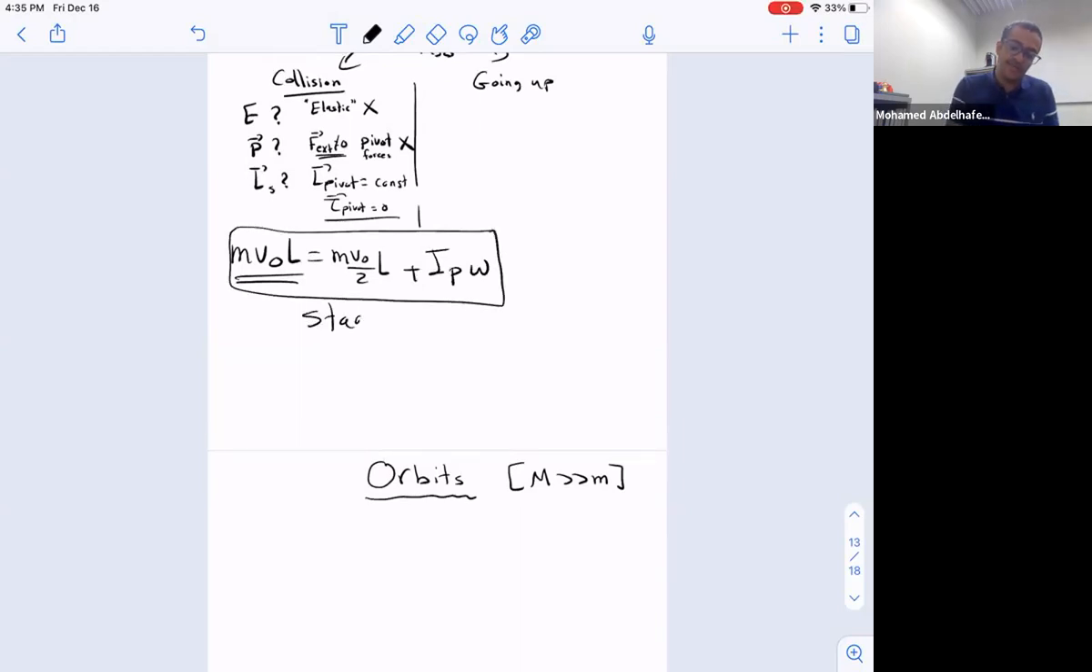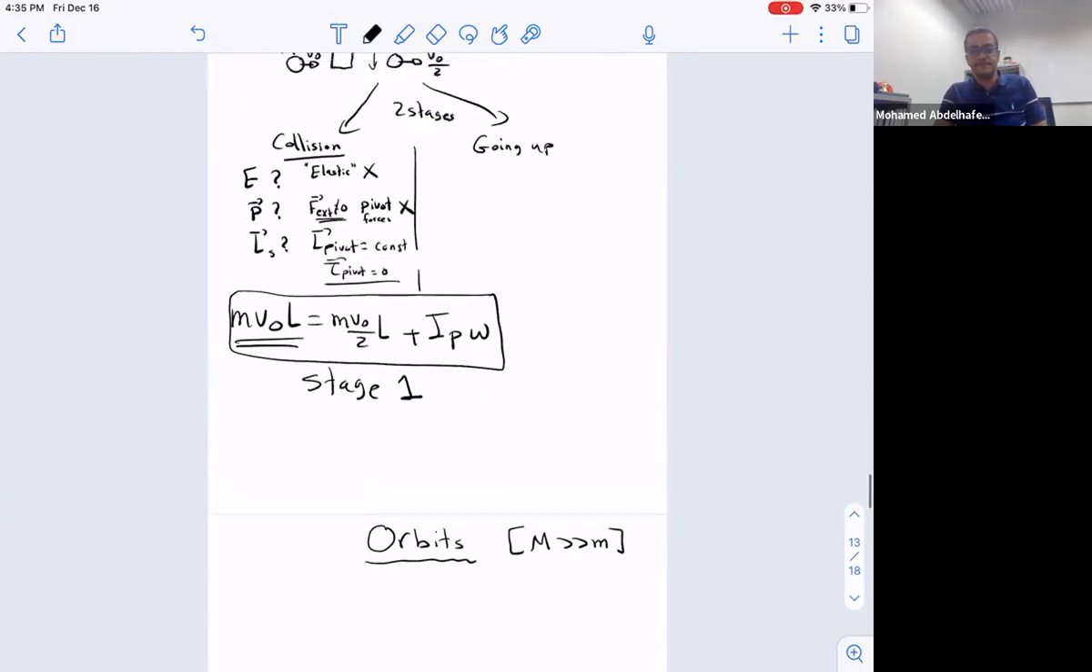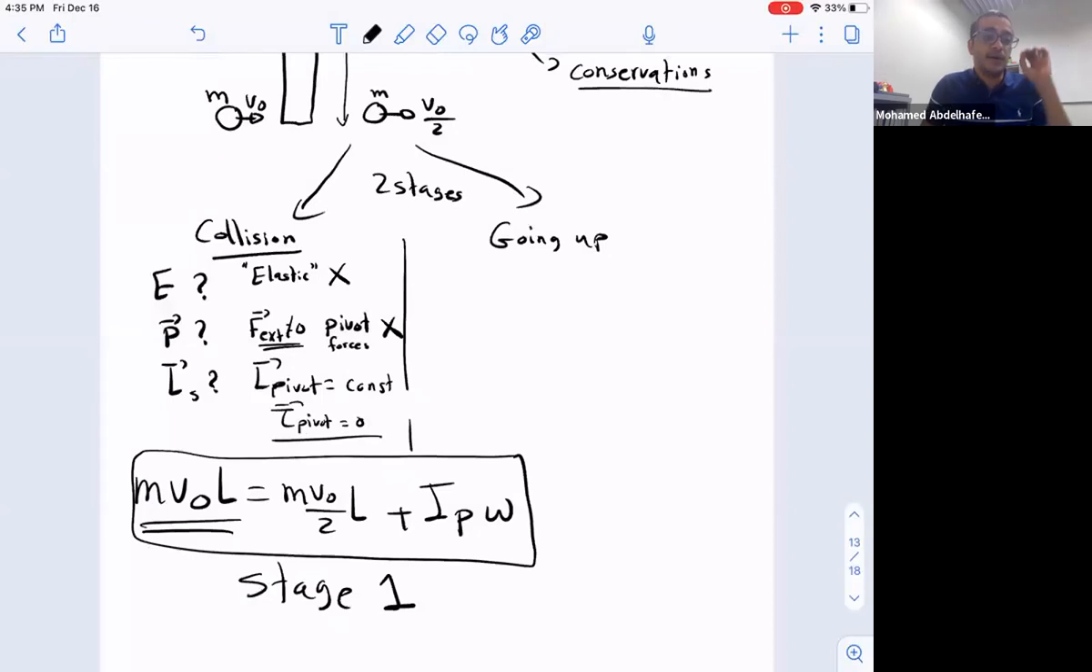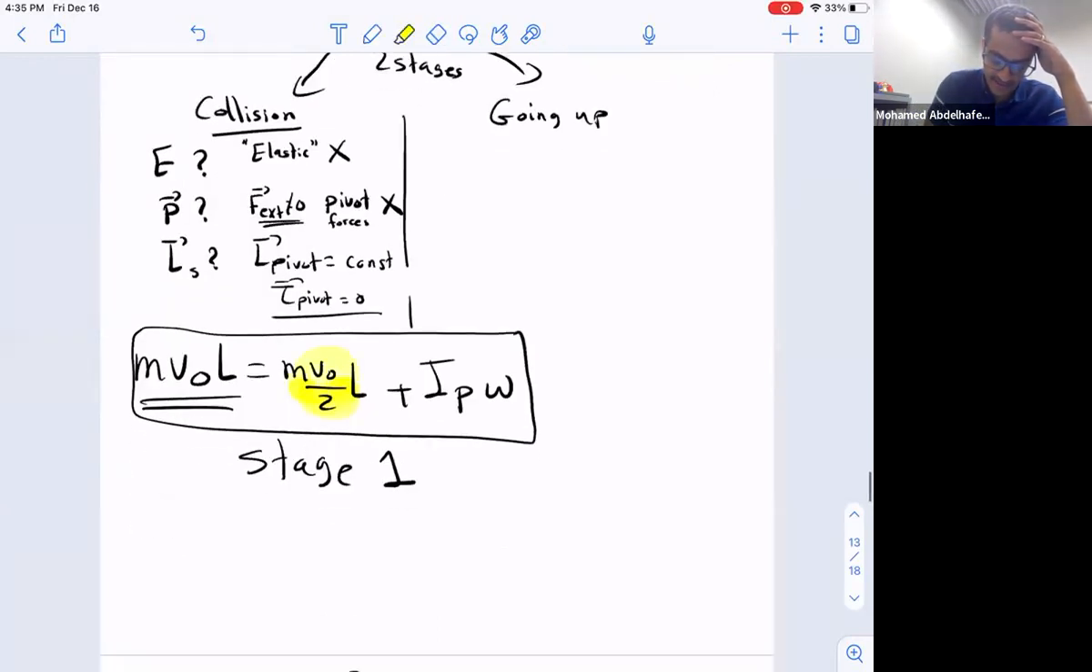That's stage 1. That's the equation for stage 1. Conservation of angular momentum about the pivot. Don't forget that it's about the pivot, so the moment of inertia should be about the pivot, not about center of mass. If you look at the solutions for this problem, we use the parallel axis theorem because the rod's not spinning about the center of mass, it is spinning about the pivot point. And something is translating, like this guy right here, the point mass. So that's why we have the MVRs, MV L over 2 and MV.